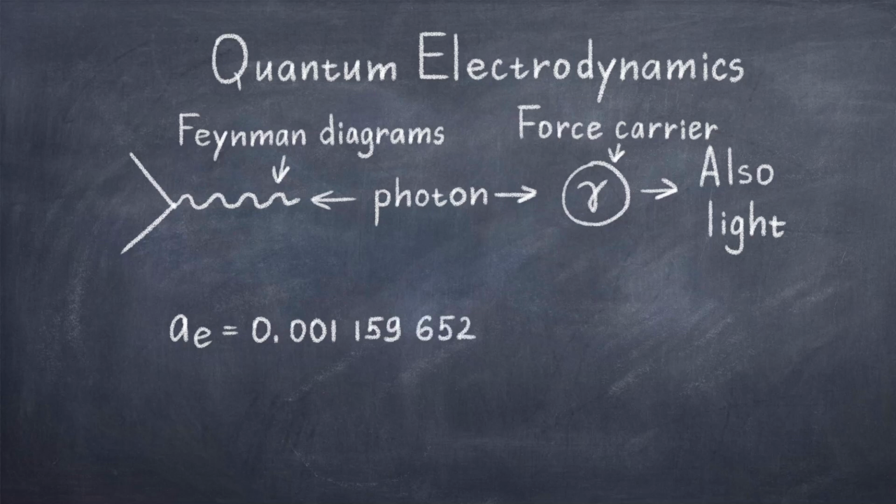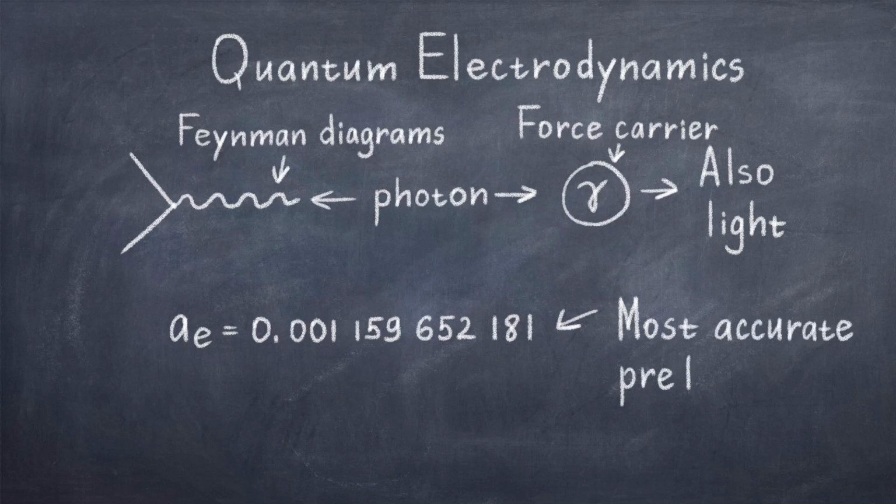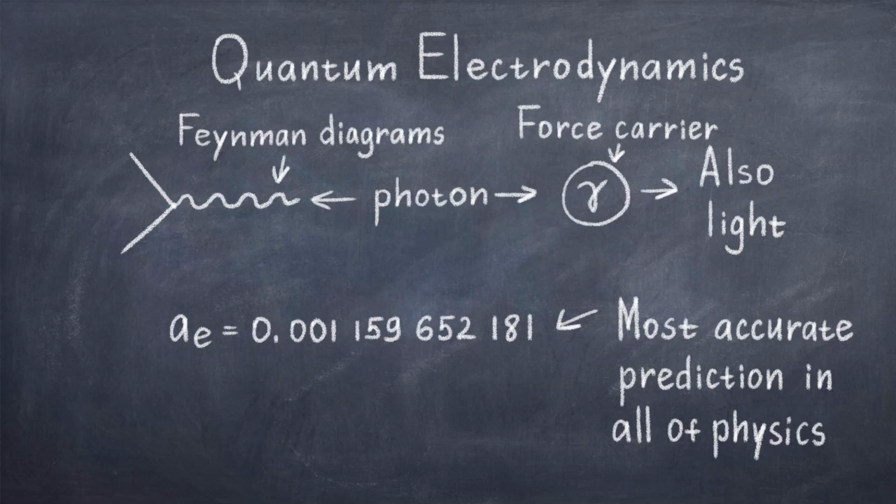An example of the success of QED is that it has produced the most accurate prediction in all of physics, which we have been able to experimentally test. In particular, I'm talking about the anomalous magnetic dipole moment of the electron, which has been measured to an accuracy of 1 part in a billion, and this perfectly matches with theory.